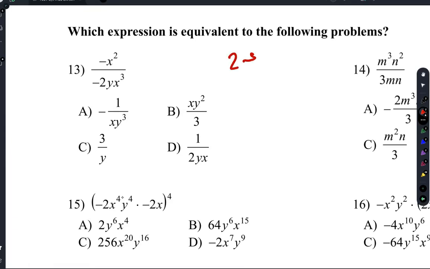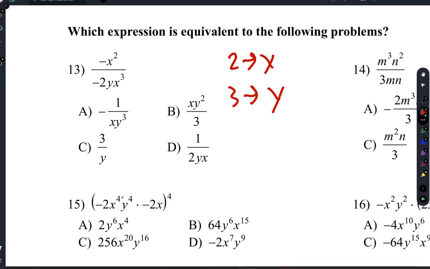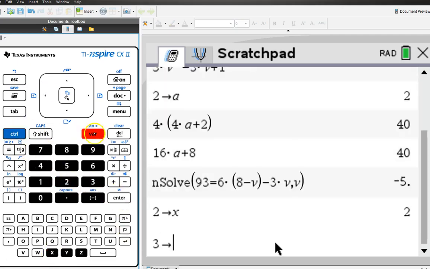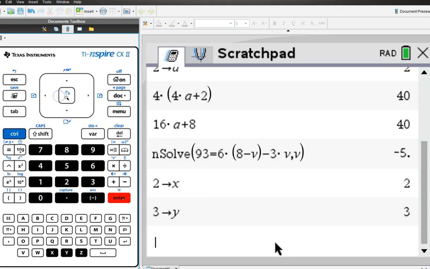Number 13, this is your store problem. I'm going to store 2 for X, and I'm going to store 3 for Y. And then I'm going to type this into the calculator, okay? So let me get my paper. Okay, so I'm going to go to the calculator and type this in. Right here. So I'm going to type 2 as X, 2 control variable X, and then 3 control variable Y.